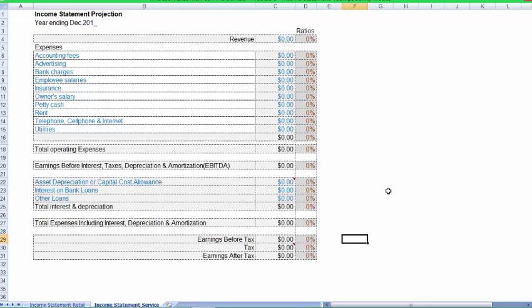Let's look at a service business now. Let's use an example. Let's say I'm a consultant. I'm operating from home. I don't have any employees and I don't contract out. So I'm going to try and keep it as simple as possible.